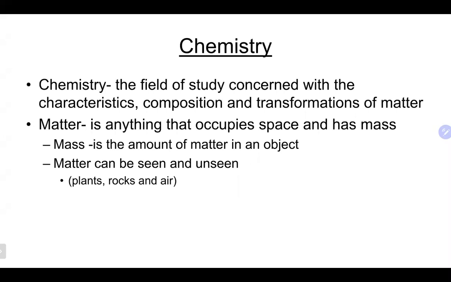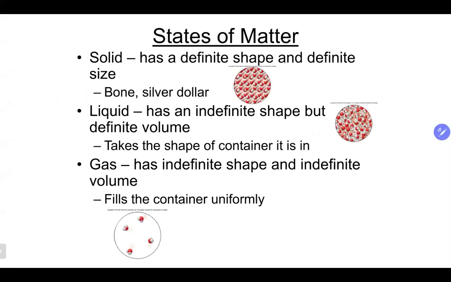So obviously chemistry is really the study of matter and how matter changes, the characteristics of matter, the transformations that it undergoes, the reactions that it takes. And matter really is anything that occupies space and has mass. So it's pretty much anything you can see, or even maybe not see, is considered matter. Plants, rocks, air, they're all basically what represents matter. And when we talk about matter, there really are 3 different states of matter that we come across.